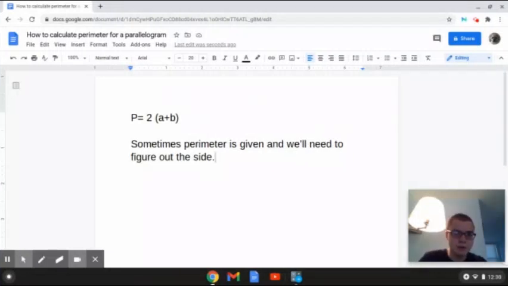Alright, so the way that we're going to be calculating the perimeter for a parallelogram is by multiplying 2 times side A plus 2 times side B. Or we could add up sides A and B and multiply that answer by 2. That will give us the same answer. Sometimes the perimeter is given and we'll need to figure out the side. So let's try a few problems together.